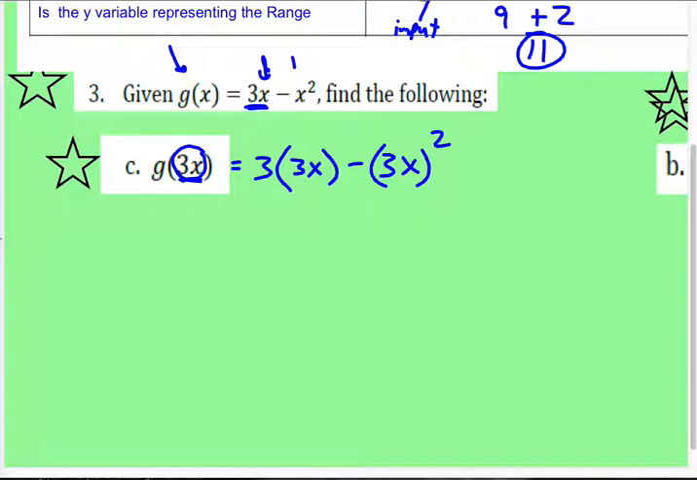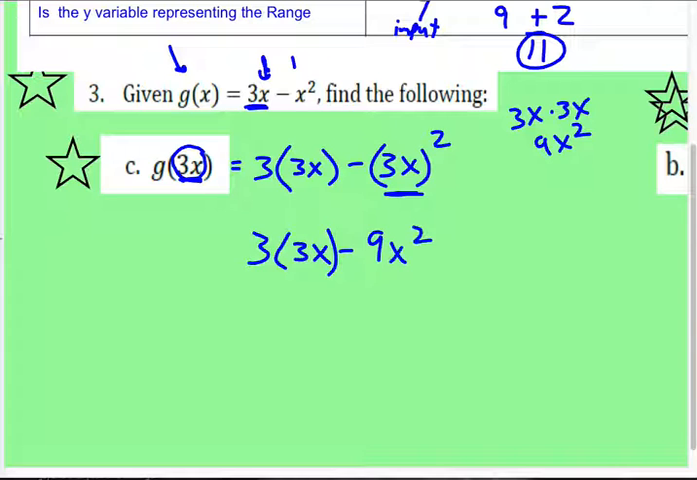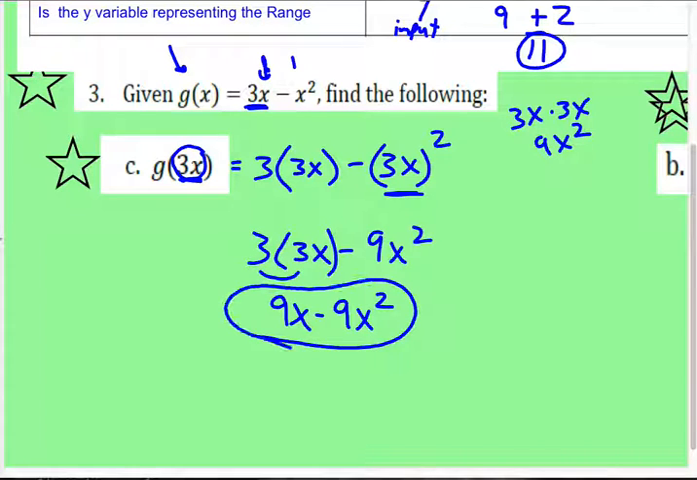Well, I would get rid of your exponents first. 3x squared is actually 3x times 3x. This is what we're trying to evaluate right here. That's 9x squared. So it's 3 times 3x minus 9x squared. Finally, just multiplying here, I get 9x minus 9x squared. They're not like terms, so I can't combine them together. This would be my final answer right here.